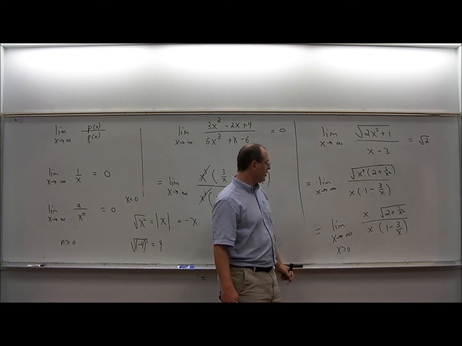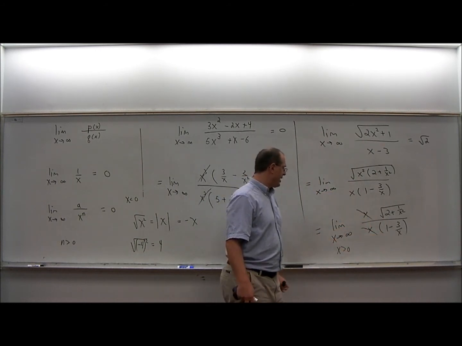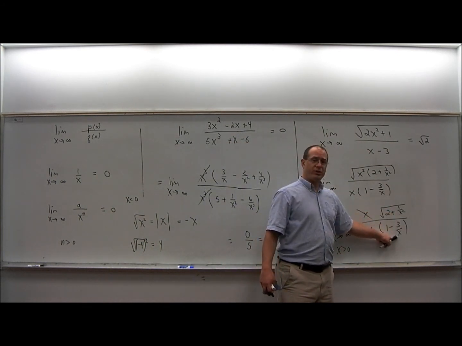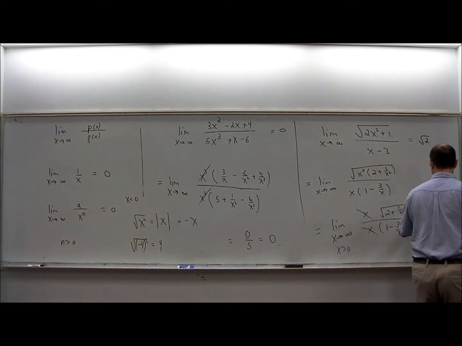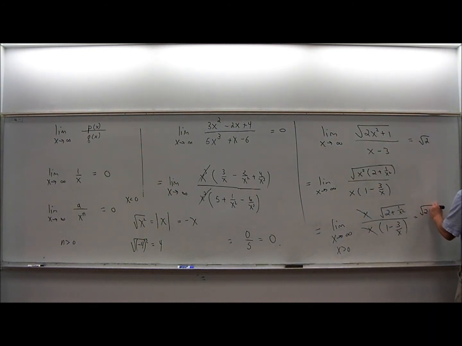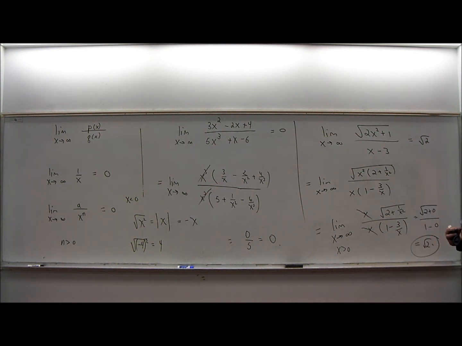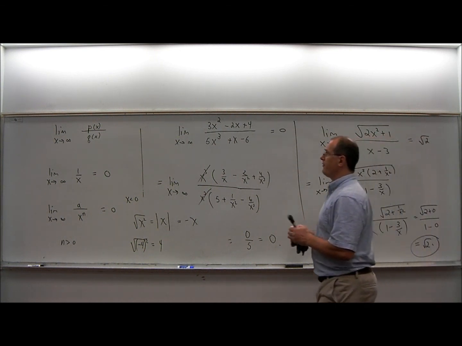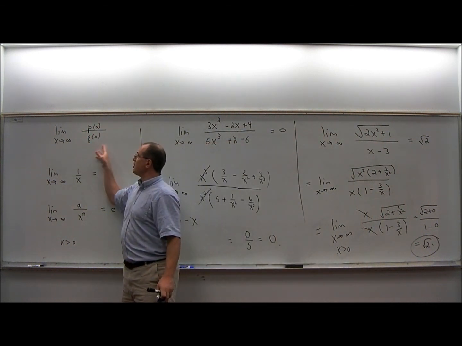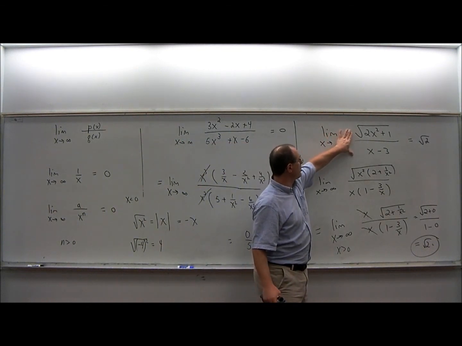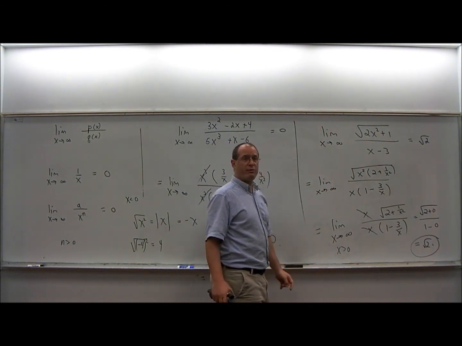So again, we cancel the x's like in the last examples, and when we take this limit, the fractions go to 0, and so you can see we have the square root of 2 plus 0 divided by 1 minus 0, and that's the square root of 2. Okay, so there's a look at limits as x goes to infinity. We discussed rational functions in great detail, and here's a slightly more complicated example involving a square root as well.